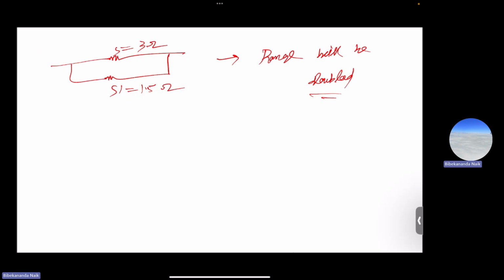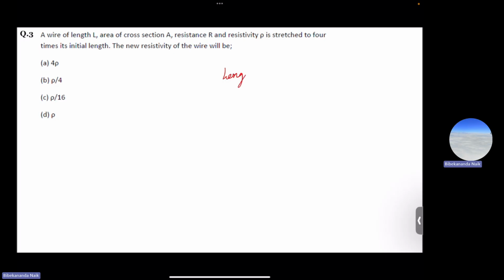So we just discussed one problem, before that we were discussing the concept of resistivity. So this question is again related to the concept of resistivity only. So initially the length of the wire was L and cross sectional area was A.